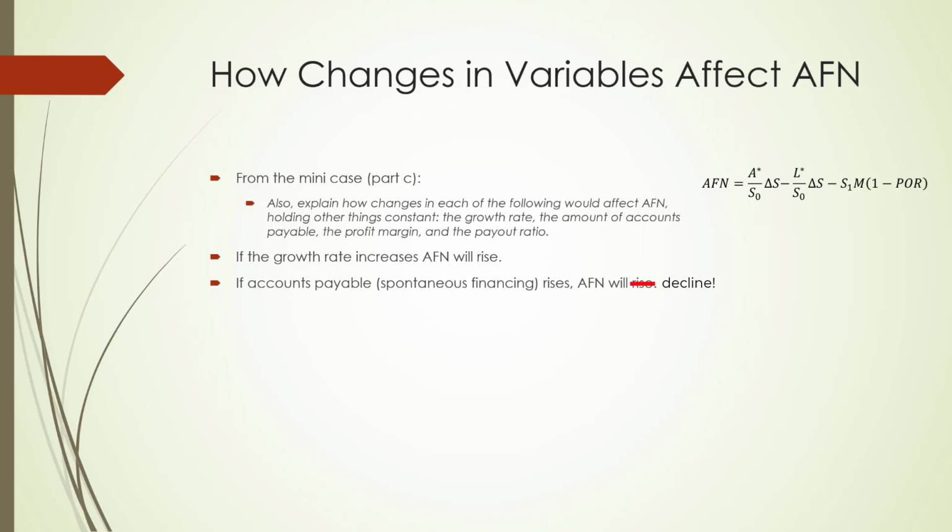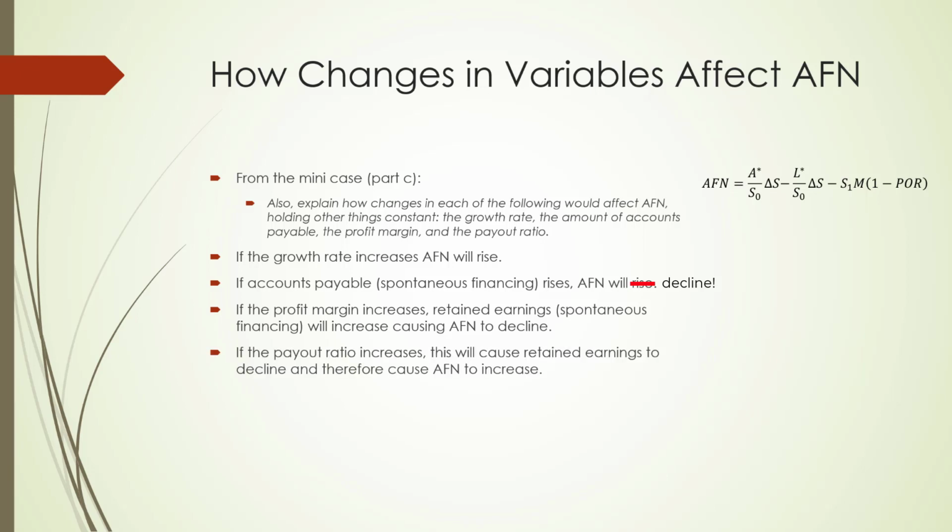And then it also asks about the profit margin. Well, if the profit margin increases, that's going to increase the amount of retained earnings available. So if the profit margin goes up, they're going to have more financing from equity, and the AFN should fall. And then finally, they ask about the payout ratio. Well, again, the payout ratio is going to affect the change in retained earnings. So if the payout ratio rises, that's going to leave less in retained earnings, and your AFN would rise. So in my opinion, this is really the only truly legitimate use of this equation, is to think through how changing one thing would affect the AFN.